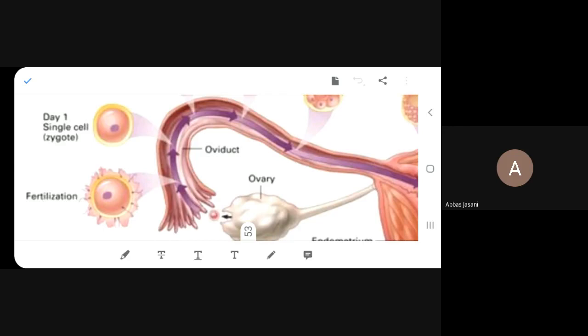A tadpole develops into an adult frog by the process of. The options are fertilization, metamorphosis, embedding, budding. I repeat, fertilization, metamorphosis, embedding, budding. What is the option? When a tadpole develops into an adult frog, what is this process called?